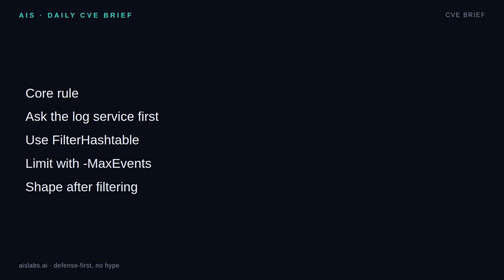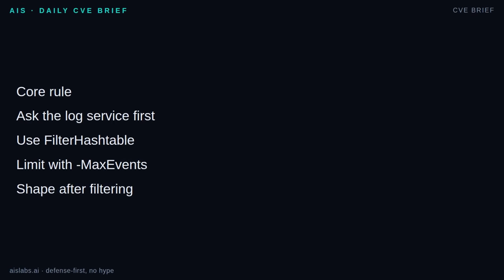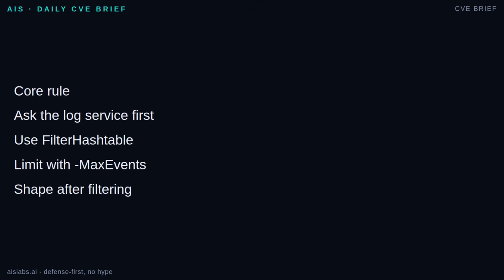The core idea is simple. Make the Windows Event Log service do the filtering before objects enter the PowerShell pipeline. Get-WinEvent can query classic logs, modern Windows event channels, saved event log files, and provider-based logs. FilterHashtable is the practical admin interface for that. You give it keys like LogName, ID, ProviderName, StartTime, and EndTime. The log service returns the matching records. Only then do you sort, select, group, export, or format.